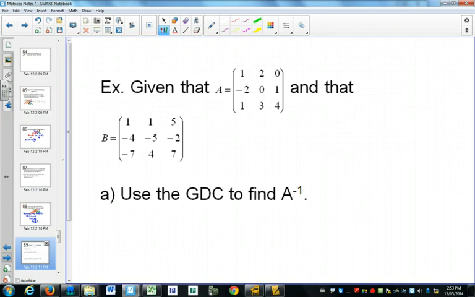So put A into your calculator, put B into your calculator. We're going to use our calculator to find. This means calculator. Graphic display calculator.